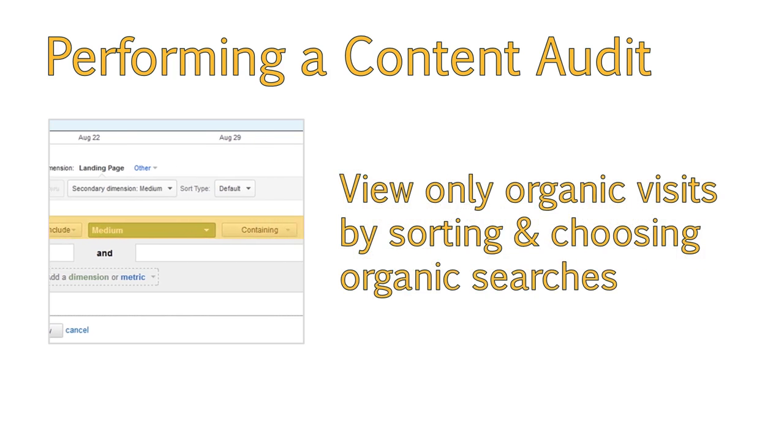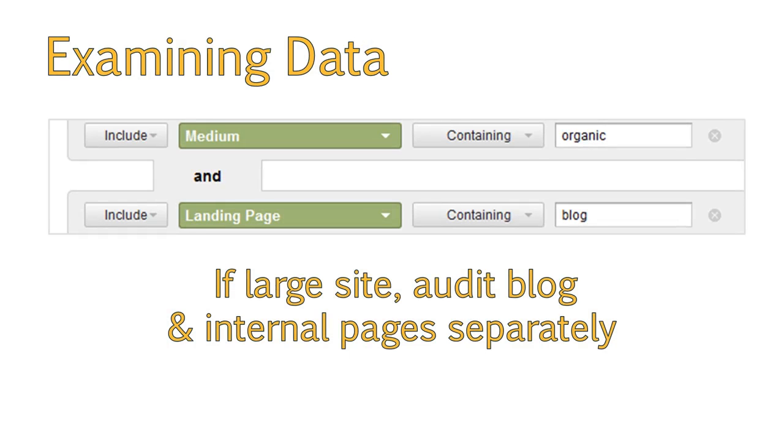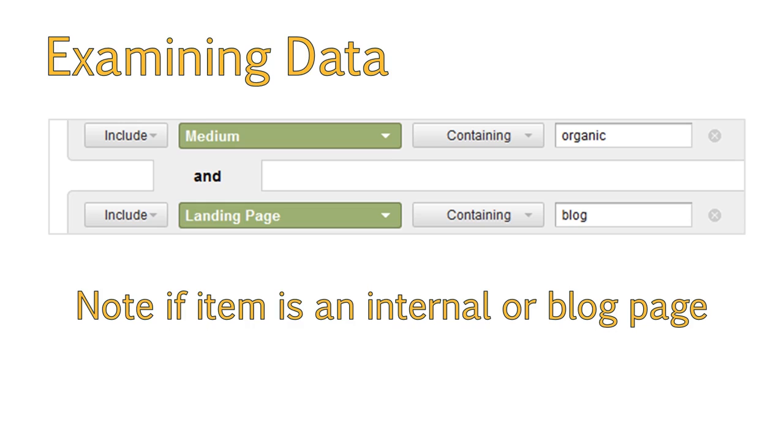Next, you will want to take a look at organic visits only. You can do this through advanced sorting and choosing to include the medium containing organic searches. This will remove anything non-organic. Now you can examine this data in a couple of different ways. Depending on the size of your site, it may be helpful to have one audit for your blog and one audit for internal pages. This way you don't deal with too many types of data at once. I personally like to take different notes depending on whether or not an item is an internal resource or a blog page. So this is the way I always do it.